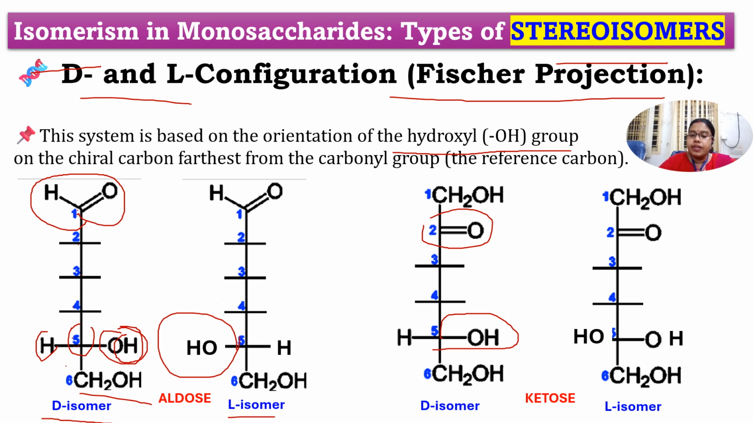The same will follow in the case of the ketose family. If the OH on the C5 carbon, that means the farthest chiral carbon from the carbonyl group, is on the right hand side, then it is the D isomer. If it is on the left hand side, then it is the L isomer.